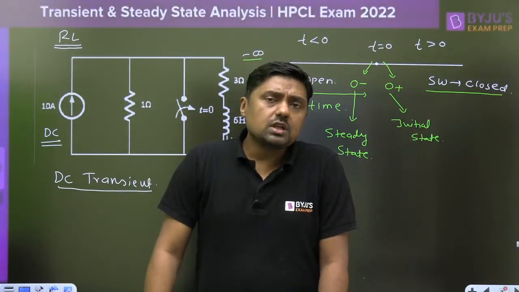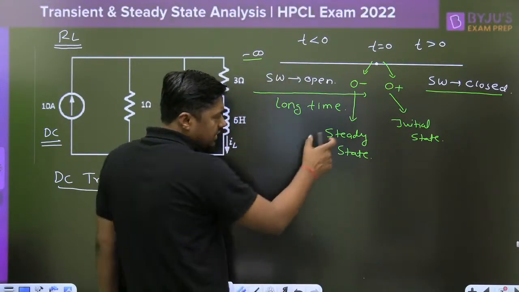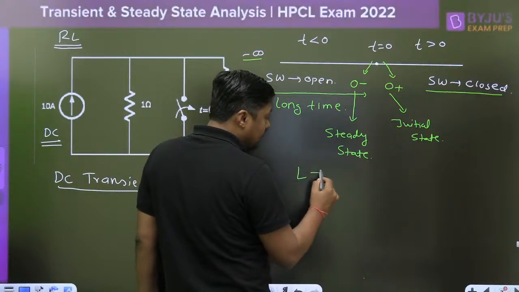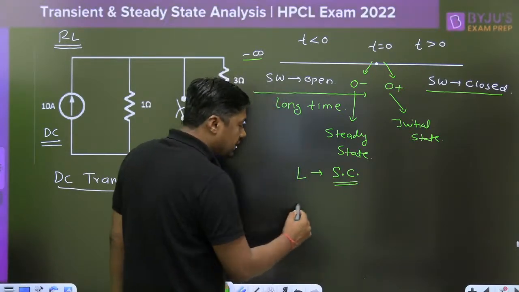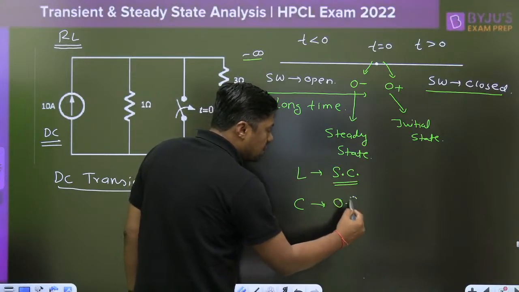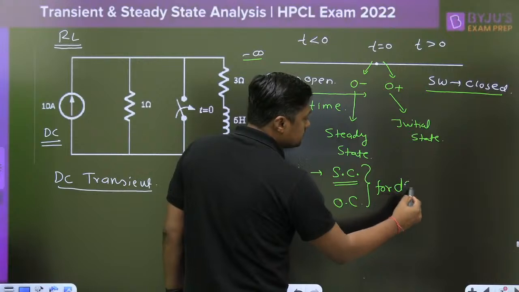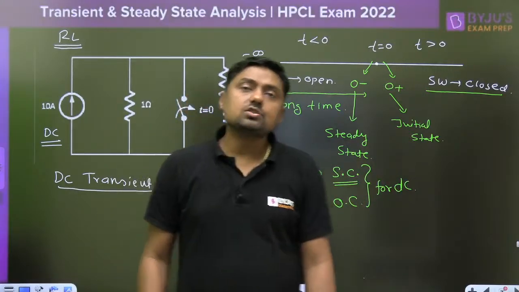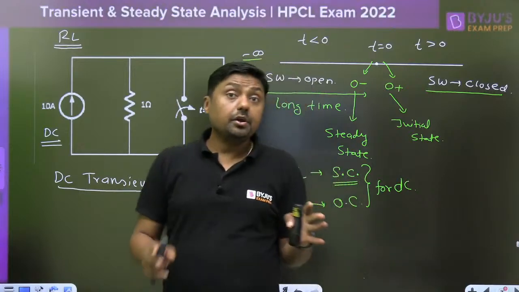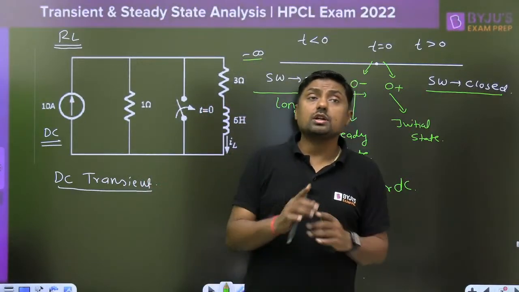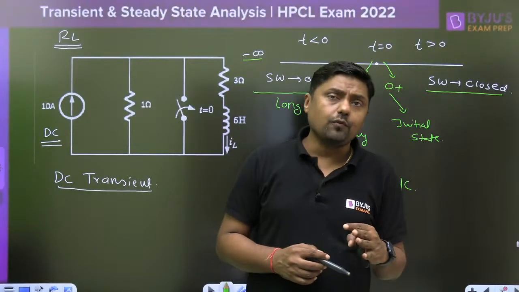Now, what is the nature of the inductor and what is the nature of the capacitor? Under steady state, the inductor acts as a short circuit. Always remember, the inductor acts as a short circuit and the capacitor acts as an open circuit for DC. Second thing, the inductor does not allow sudden change of what? Current. And the capacitor does not allow sudden change of voltage.